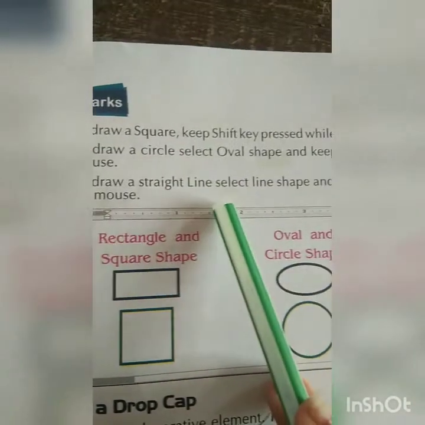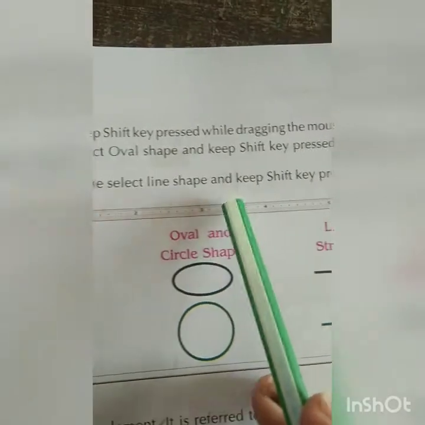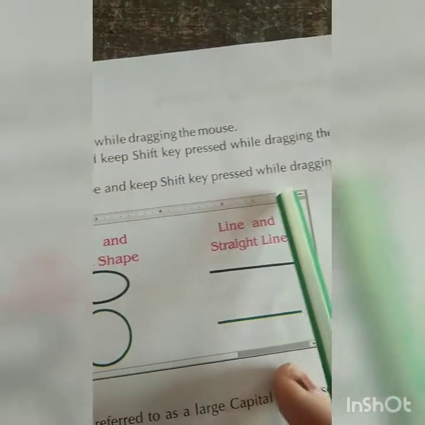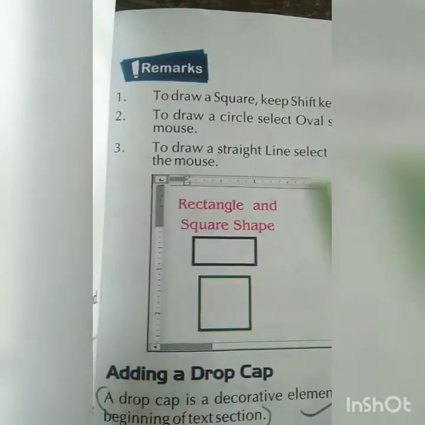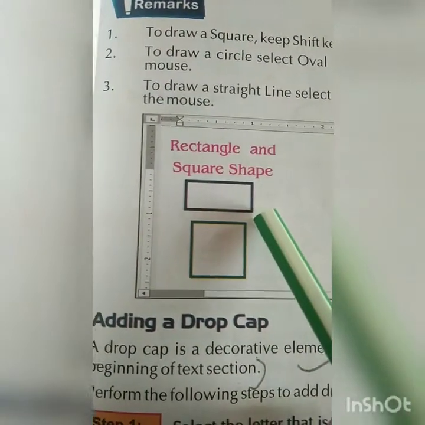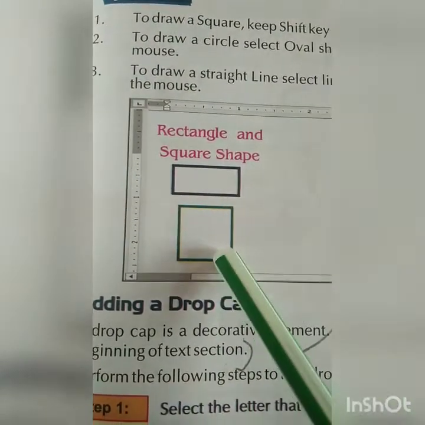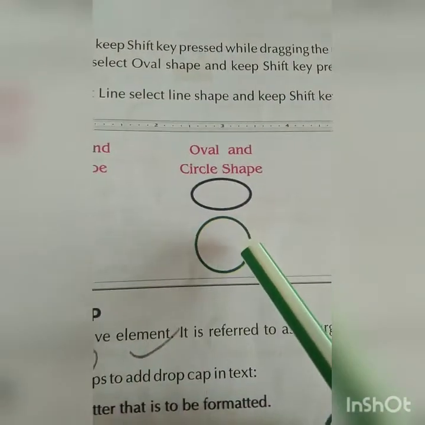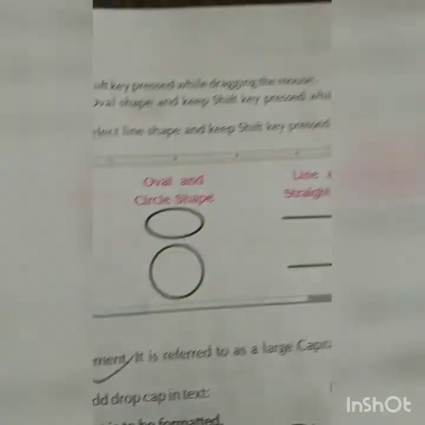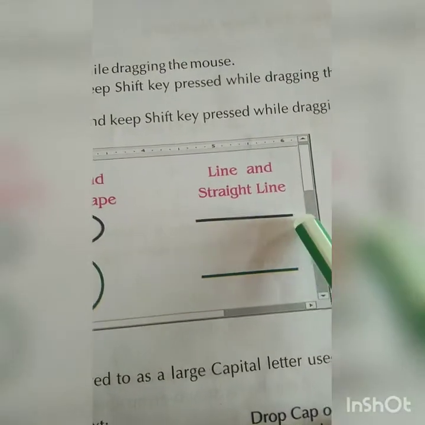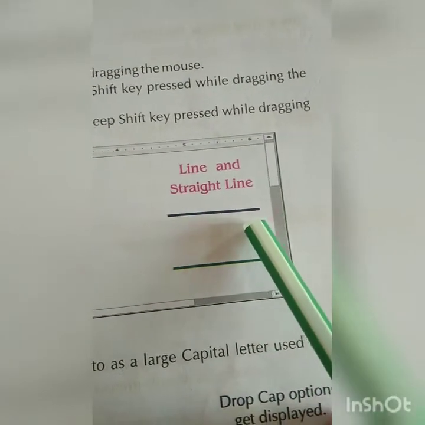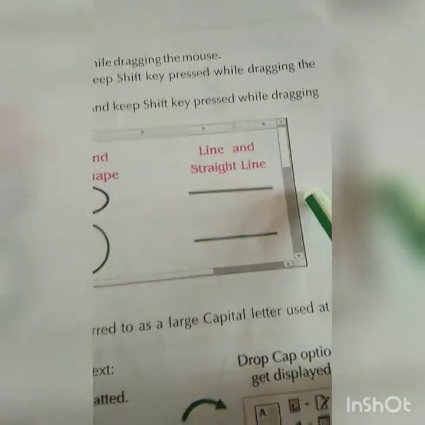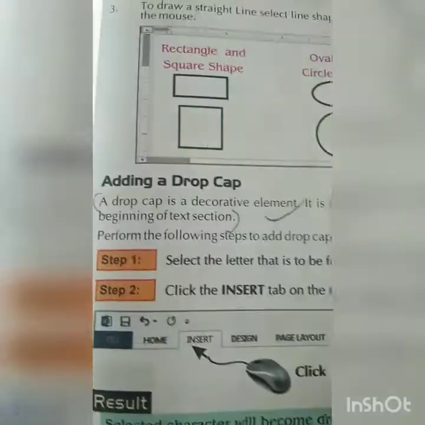To draw a straight line, select the line shape and keep the shift key pressed while dragging the mouse. Here you can make squares and rectangles, or take a ready-made shape. From the oval you can make a circle, and by dragging the line you can draw it as long as you need. Now a few more options.